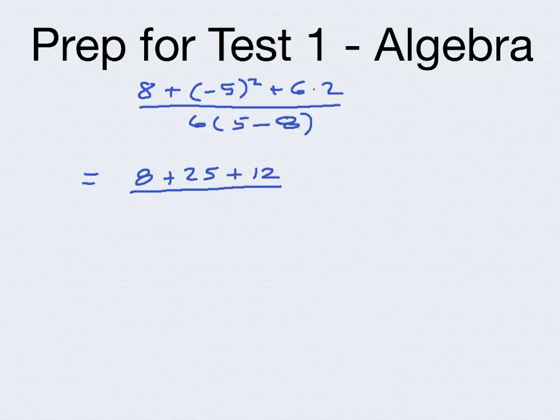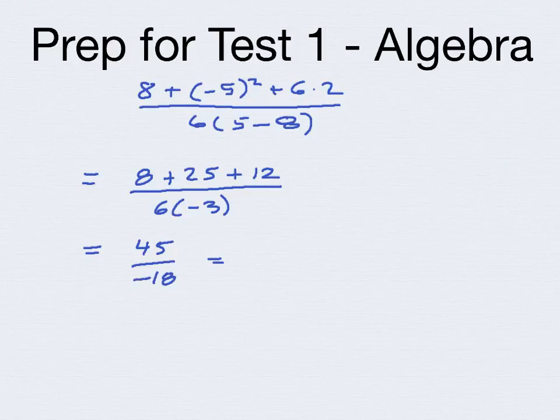All over on the bottom, you've got a bracket. 5 take away 8 would be negative 3. So 6 times a negative 3 on the bottom. The whole top, 8 and 12 is 20, plus 25 is 45. On the bottom you'd have minus 18.